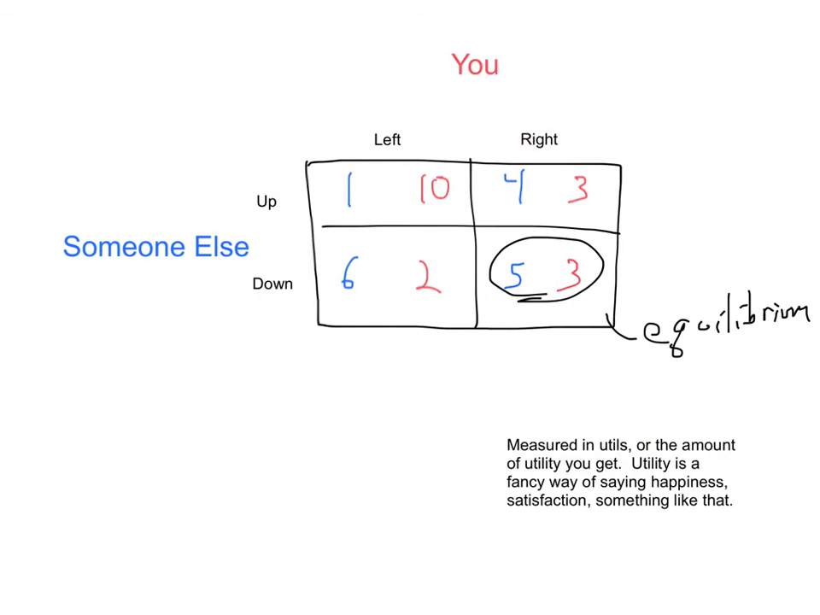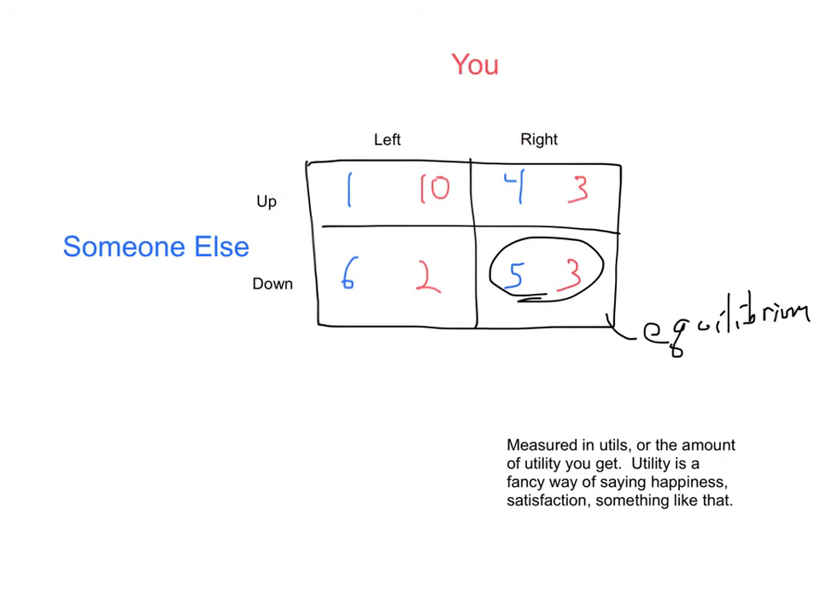What is the most efficient outcome for all of society? Well, up here, the total amount of utility is 11. Here it's 7, here it's 8, and here it's 8. Clearly, this is the one that should be chosen, but this is the equilibrium. So what if you could negotiate with each other and trade?